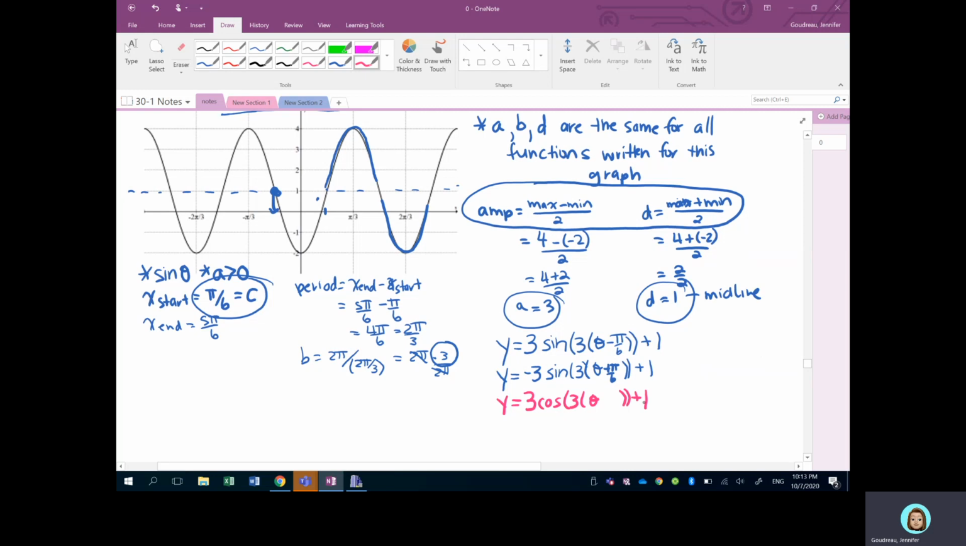So cosine always starts at its maximum. So here's our possible start points for cosine. There are 4 of them. We want to choose the one that's closest to the y-axis. So we actually have 2 possibilities because these are both equal distance.